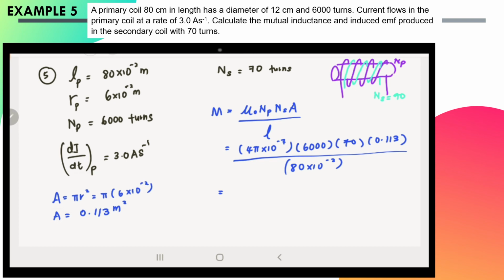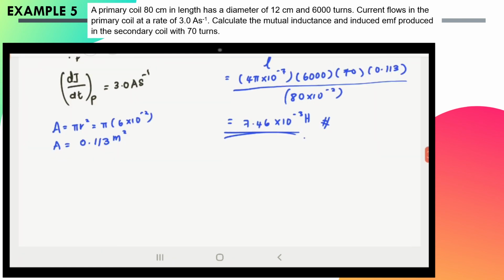and let's try to calculate the mutual inductance, and it's equal to 7.46 exponent negative 3 Henry. Okay, so we finish example number 5. So let's proceed to example number 6.